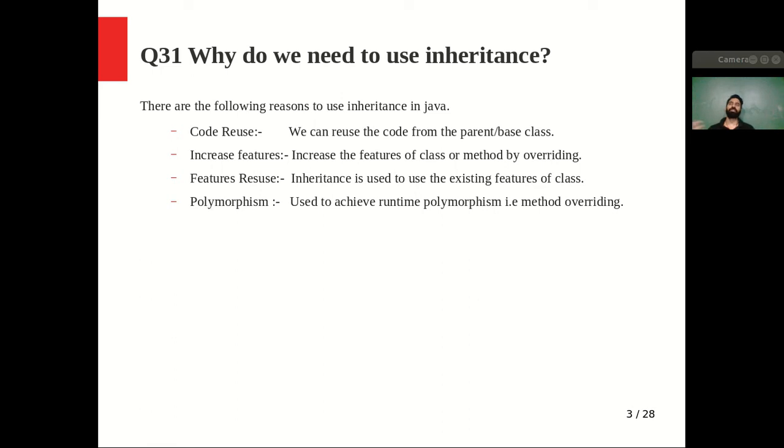And how can we achieve runtime polymorphism? By method overriding. So these are the four points you can say to the interviewer when he asks you what is the need of inheritance or what is the advantage of inheritance, right?